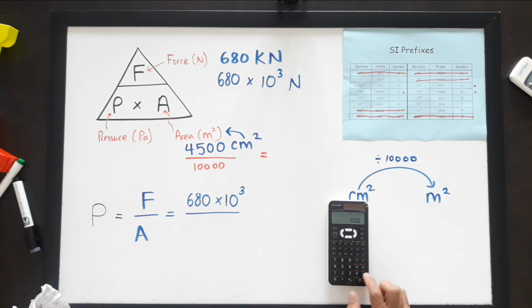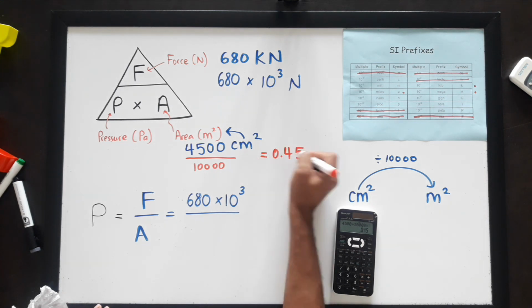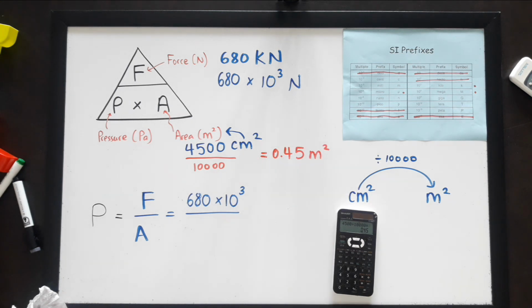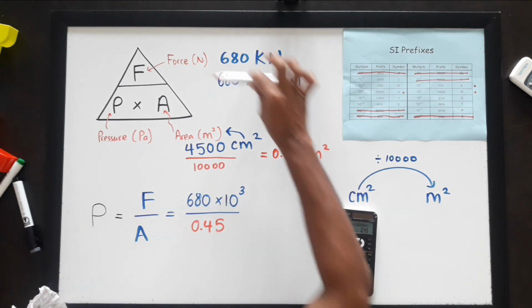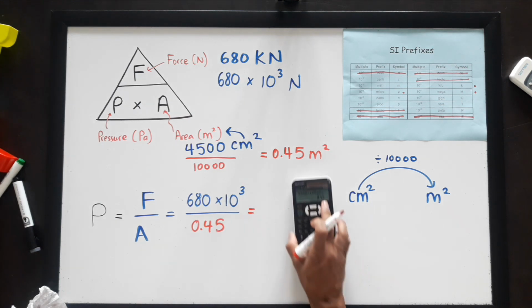So 4,500 divided by 1, 2, 3, 4 zeros there, right? And how much are we getting? 0.45. But this 0.45 is in meters squared. So the real area is 0.45. Remember, certain formulas need certain types of units in order to work or to get the correct answer. So let's type this in our calculator now.